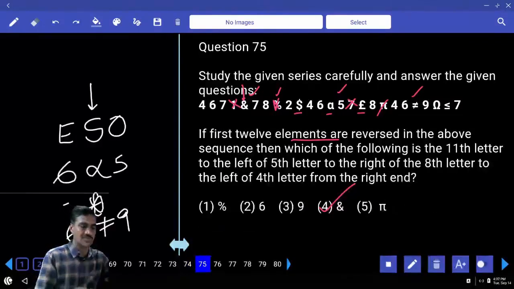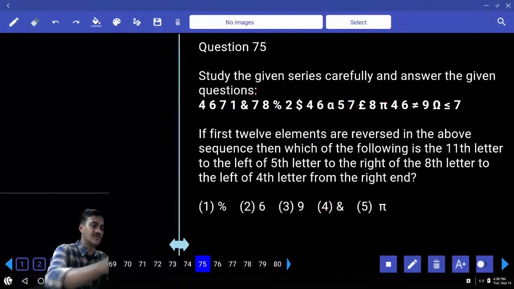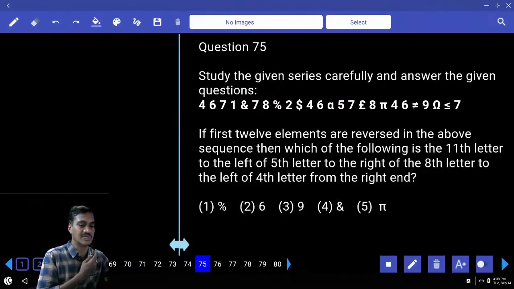That is choice 3. 75. Now in 75, the first 12 elements are reversed in the above sequence. And how many elements were there altogether? 5, 6, 7, 8, 9, 10, 11, 12. And here 6, 9, 12 and 13.